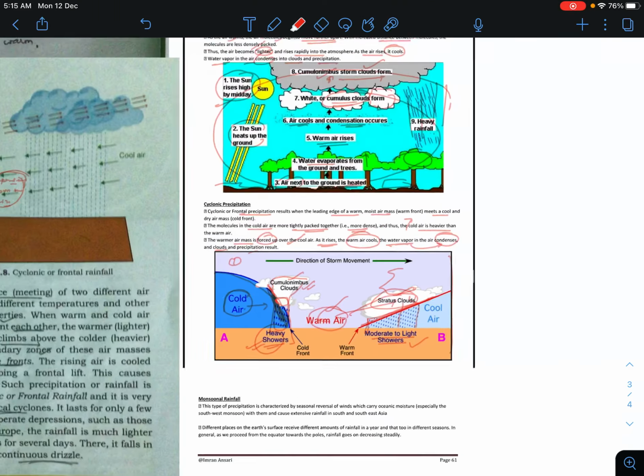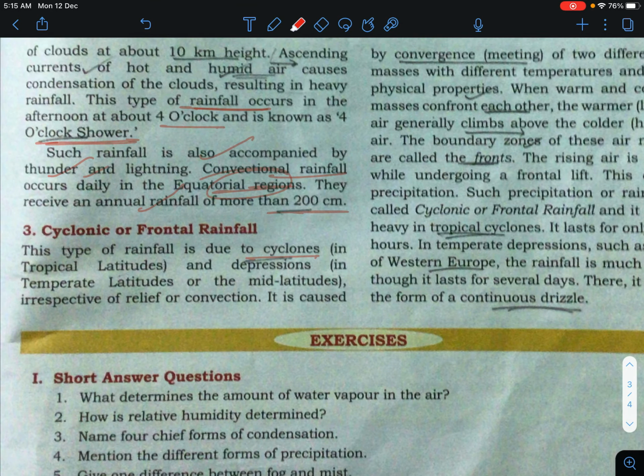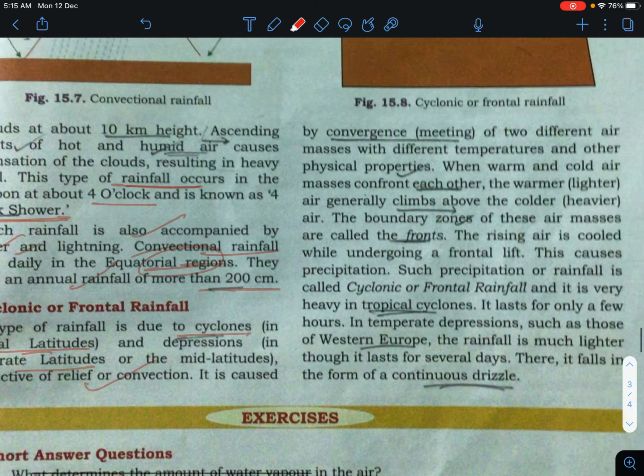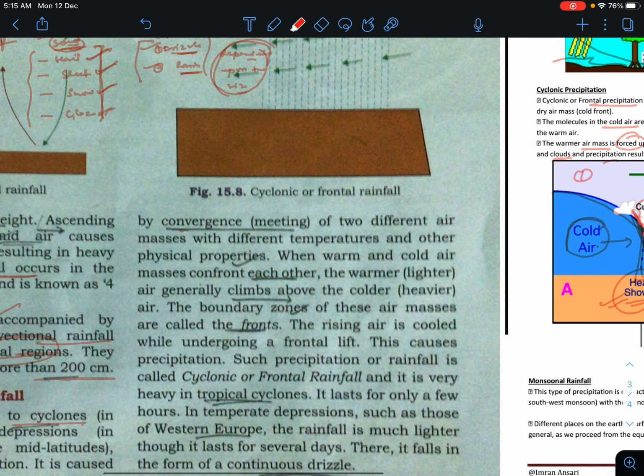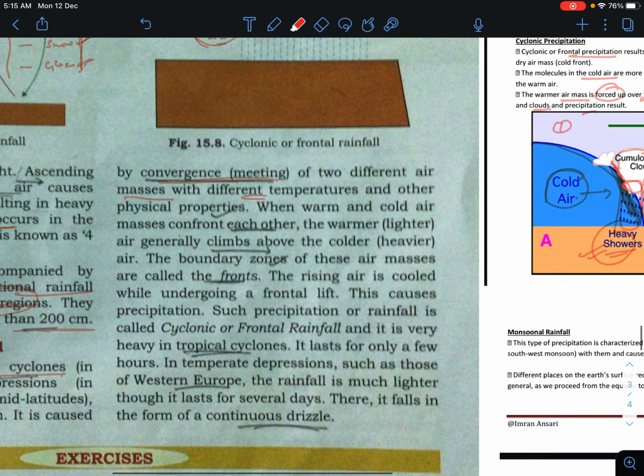This type of rainfall is due to cyclones in the tropical latitudes and depressions in the temperate or mid latitudes. It is irrespective of relief and convection. It is caused by convergence, the meeting of two different air masses, the cold air mass and the warm air mass, with different temperature and other physical properties.